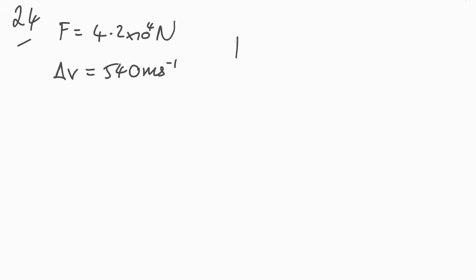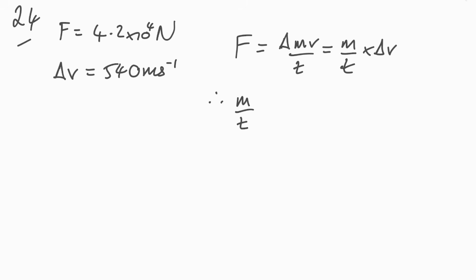Right, so hopefully you remember that F is equal to... well, let's start from basics. So F is equal to rate of change in momentum. Okay, so because we have a change in velocity, therefore we're going to say that that is the same thing as m over t times delta v. We're going to split that up. And so therefore we can say that m over t, that's the rate of mass going through, is equal to the force divided by our change in velocity.